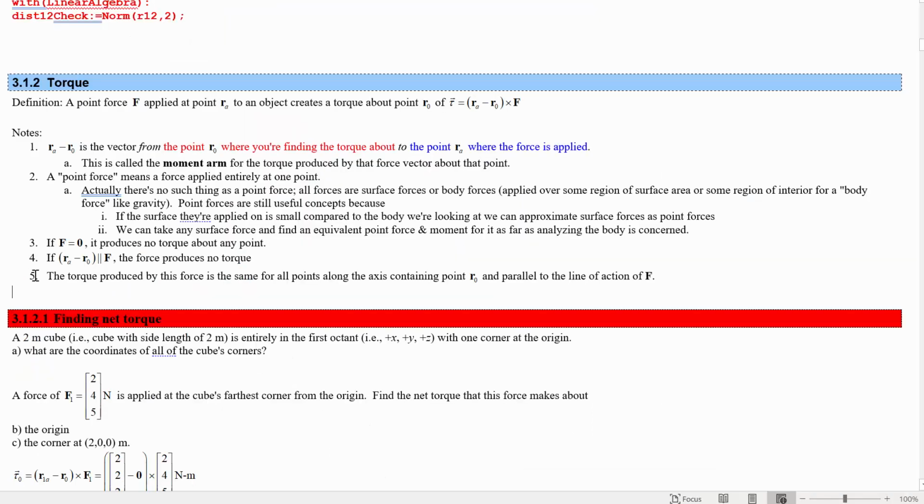All right, now let's return to point 5 here. I've corrected this from the earlier point in the video. I said accidentally earlier that the torque produced by this force is the same for all points on the axis containing R naught and parallel to the torque. That's not true, but parallel to the line of action of F, that one is true.